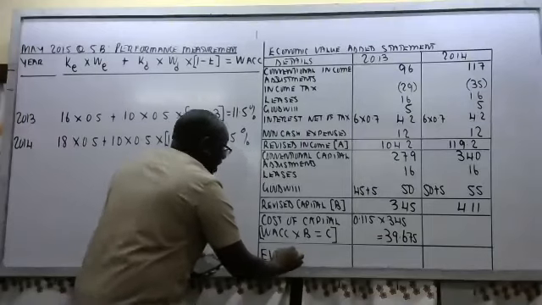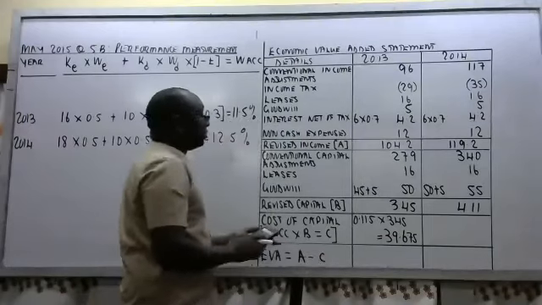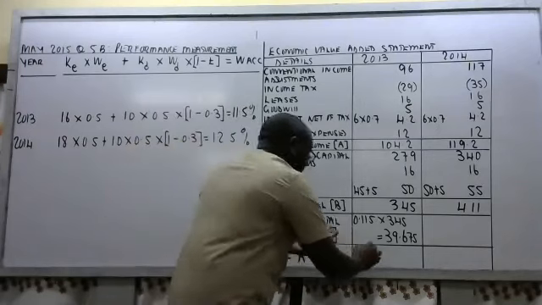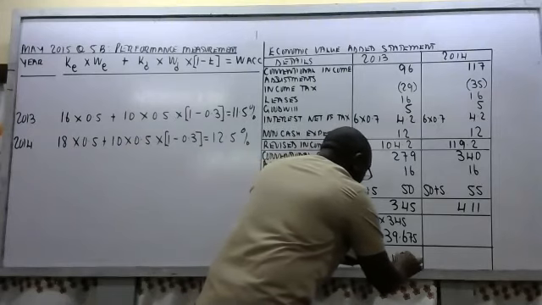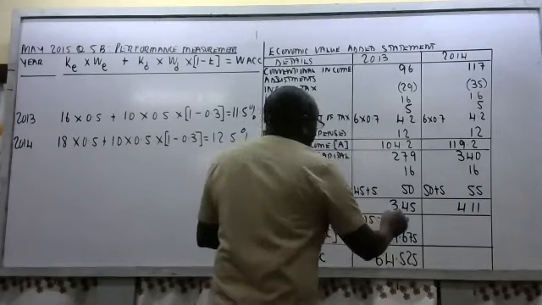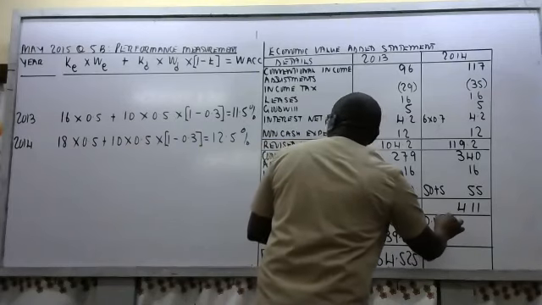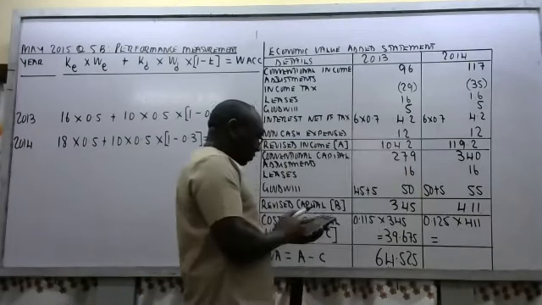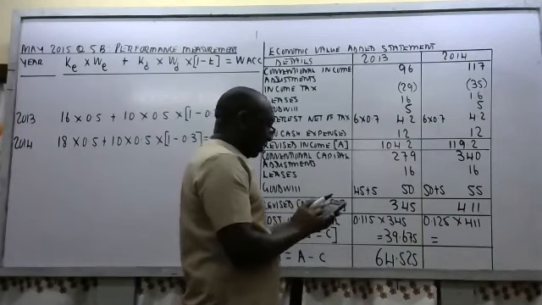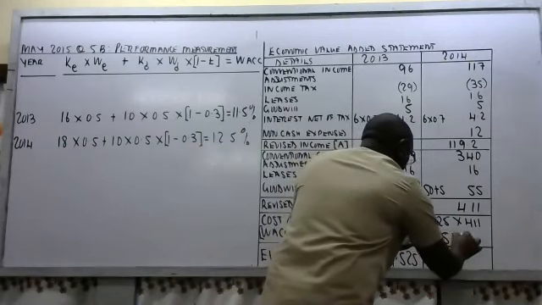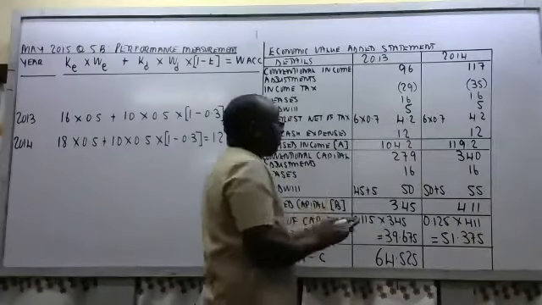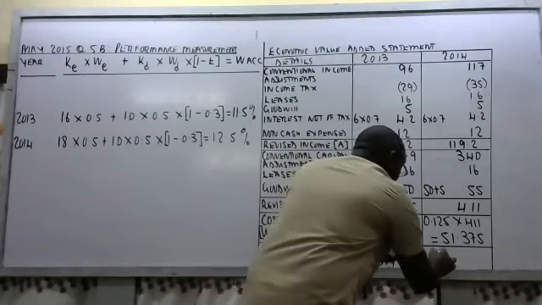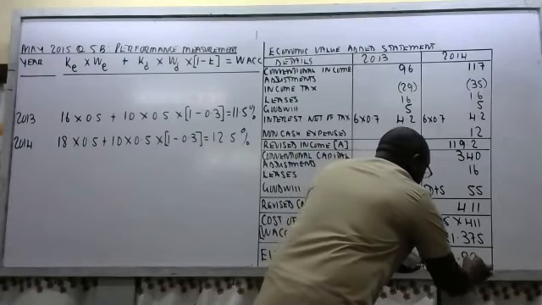EVA will be given as A minus C. So we say 104.2 minus the answer. It is 64.525. Then the other one is 0.125 times 411. So 0.125 times 411 is 51.375. 119.2 minus the answer is 67.825.